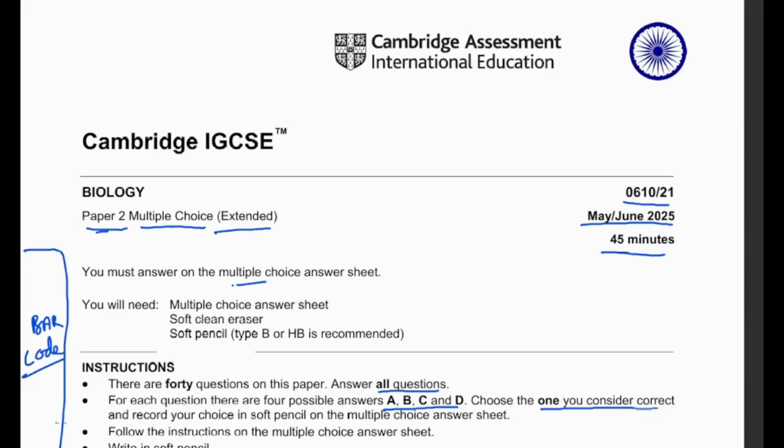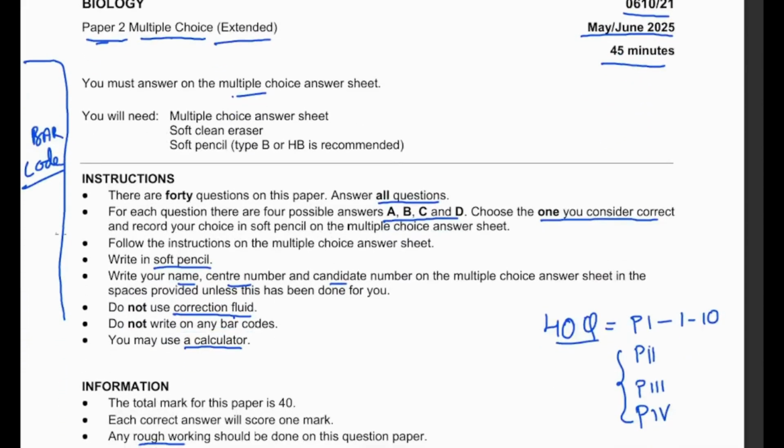We are practicing the Cambridge IGCSE May-June 2025 multiple choice extended paper. The code for the subject is 0610 and the component code is 21. It's an extended paper. But before I take you to this paper, we are doing part 3 now.